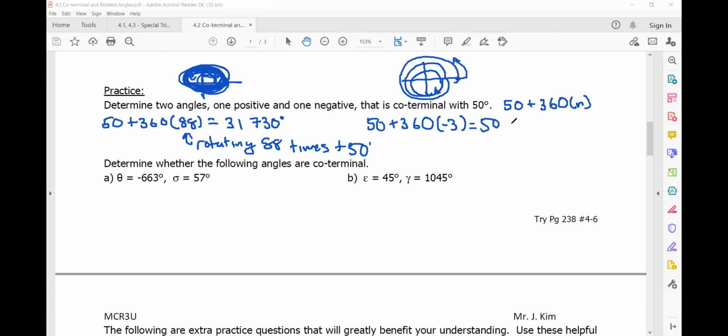So this is 50 minus 1080, that is negative 1030 degrees. What does that mean? Negative 360, and then negative 720, and then an extra negative 310 degrees, which is the same as going positive 50 degrees.